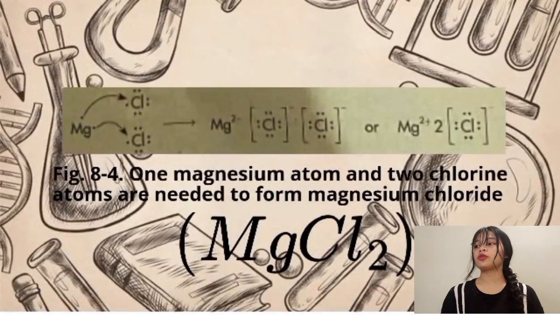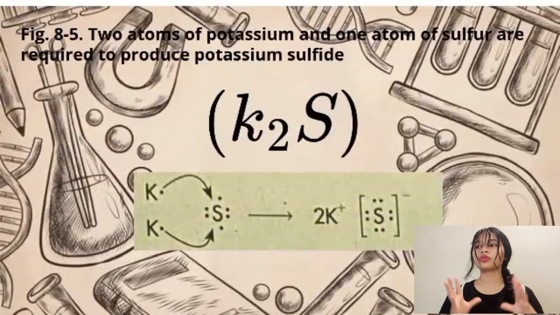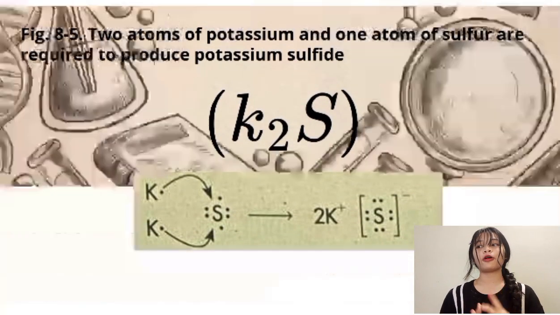Figure 8.4: one magnesium atom and two chlorine atoms are needed to form magnesium chloride. Magnesium wants to give away two electrons because it has two extra electrons that it needs to get rid of to become stable. However, one chlorine atom can only accept one electron. So, to balance things out, one magnesium atom gives away two electrons, and two chlorine atoms each receive one electron. Result: one magnesium plus two chlorine makes magnesium chloride. This means you need two chlorine atoms to catch the two electrons from the one magnesium atom.